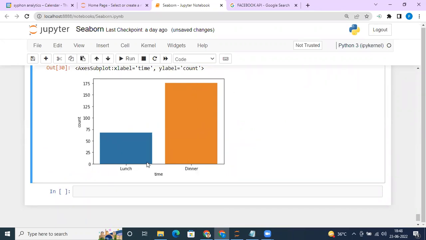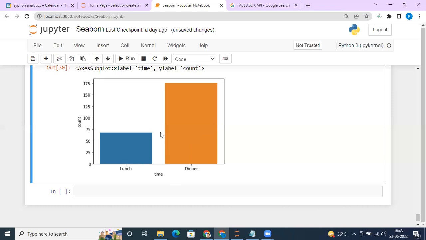Okay. Normally it is the case also. Very few people visit the restaurant at lunchtime. Most of the time they go for dinner. So of course my result is the same way. I'm getting quick insights, very quick and beautiful insights we are obtaining here, right?